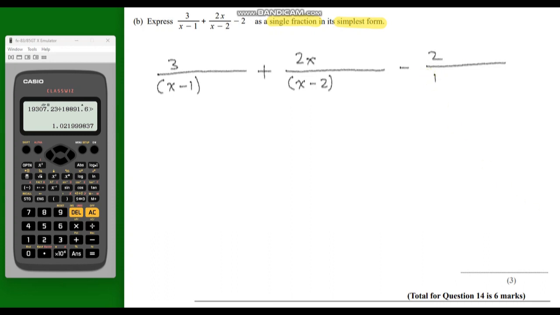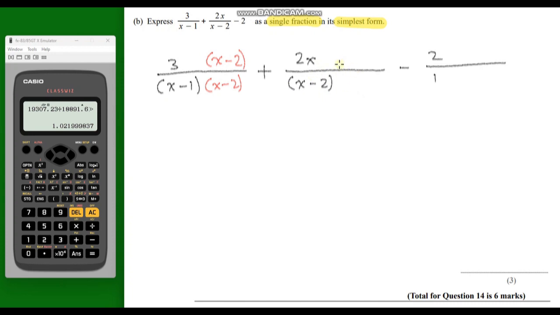So we need to make the denominators the same. For this fraction here, it needs to have x minus 2 in the denominator. So I'm going to write x minus 2 here. If I'm multiplying the bottom by x minus 2, I need to multiply the top by x minus 2. So notice this fraction is exactly the same as this one, because these two cancel out.